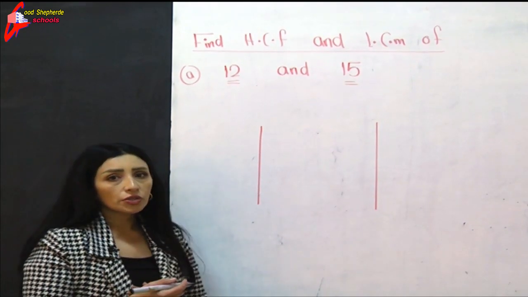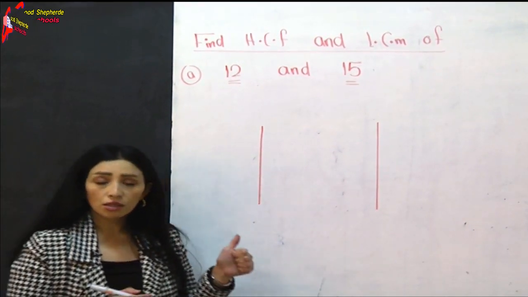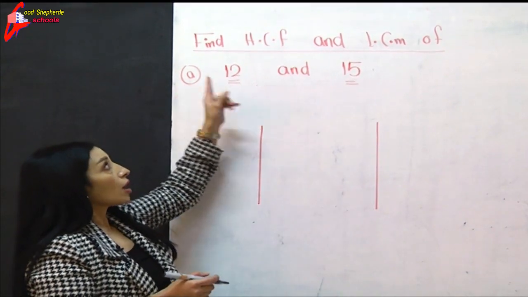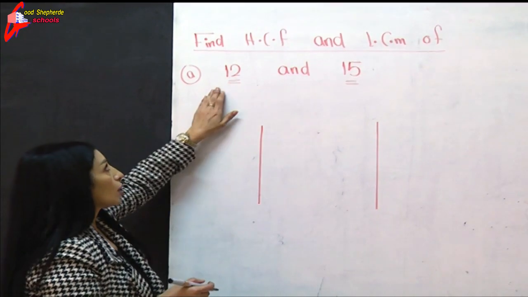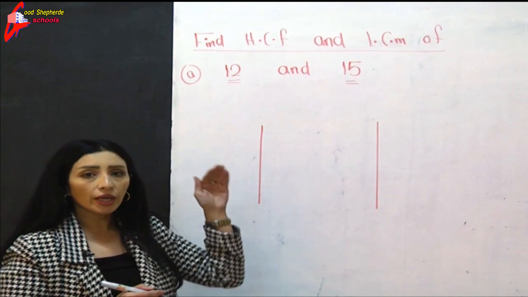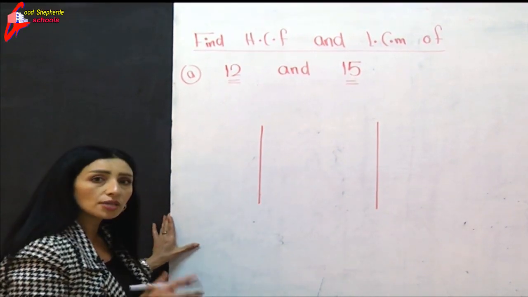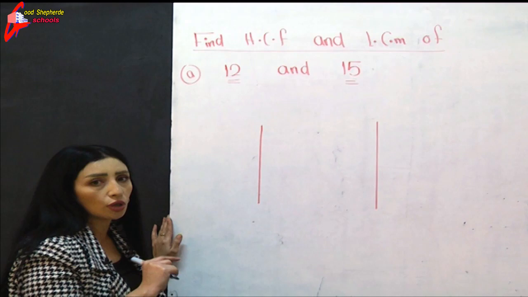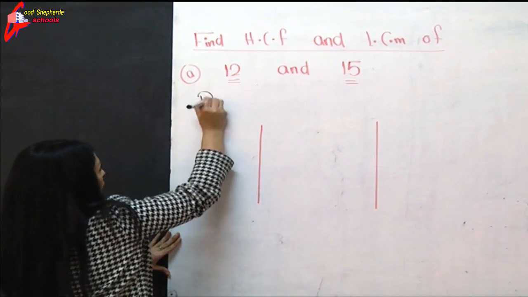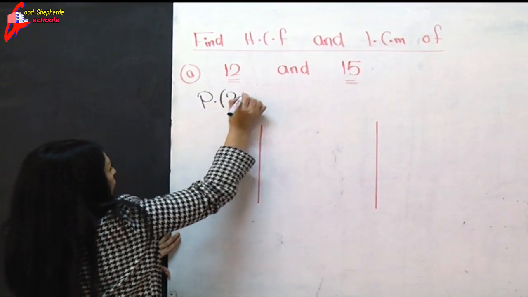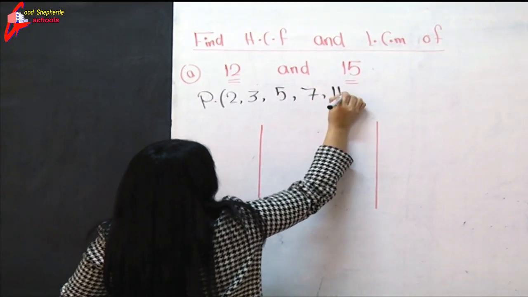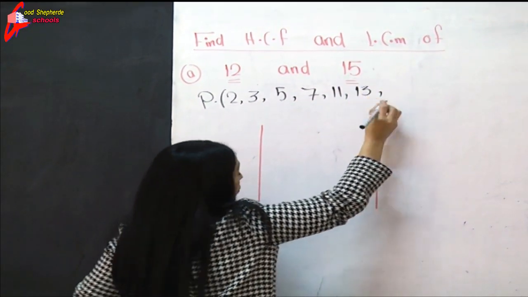The last part of Unit 3, HCF and LCM: highest common factor and lowest common multiple. He will give you this question: find HCF and LCM of two numbers, 12 and 15. To find HCF and LCM, we have many steps. First step, you must factorize the two numbers. How to factorize them? We need tools like prime numbers at first: 2, 3, 5, 7, 11, 13, and you can write more.